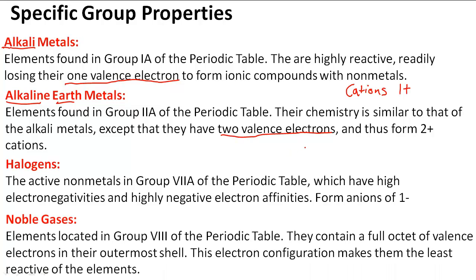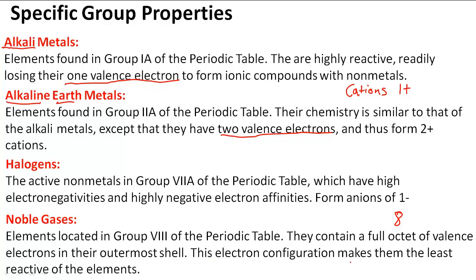The next and last group we're going to talk about is noble gases. These are elements located in group 7A of the periodic table. They contain a full octet of valence electrons in their outermost shell. So most elements want to get a full octet, or 8 valence electrons in their outermost shell. That makes them the most stable.